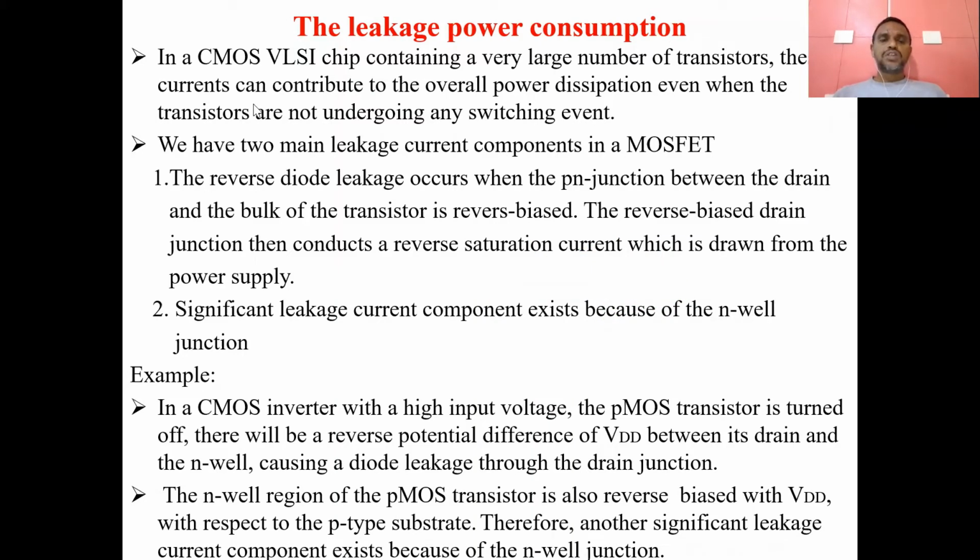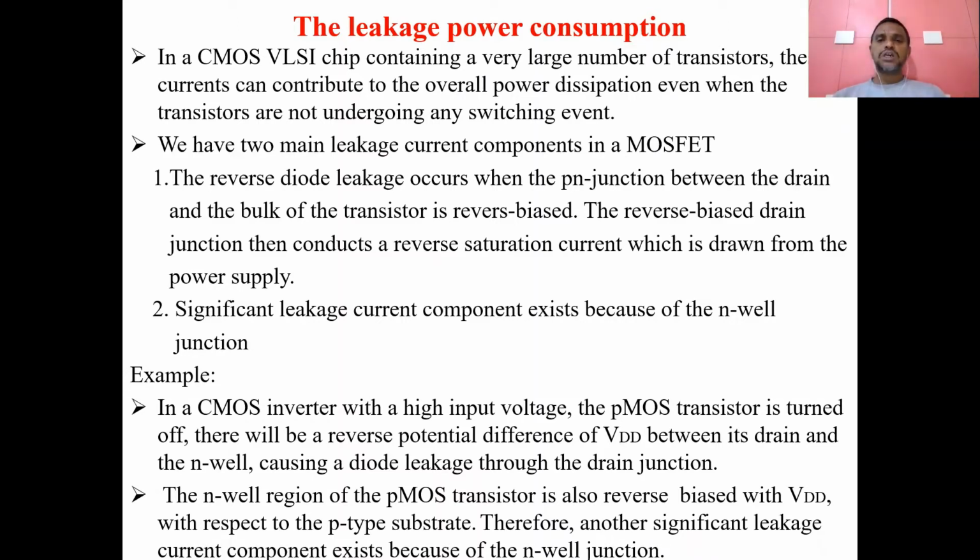In a CMOS VLSI chip containing a very large number of transistors, those currents can contribute to the overall power dissipation even when the transistors are not undergoing any switching event. What does that mean here? In VLSI, millions of transistors are placed on our silicon chip. Due to that, those currents contribute to the overall power dissipation even though the transistors are not undergoing any switching event.